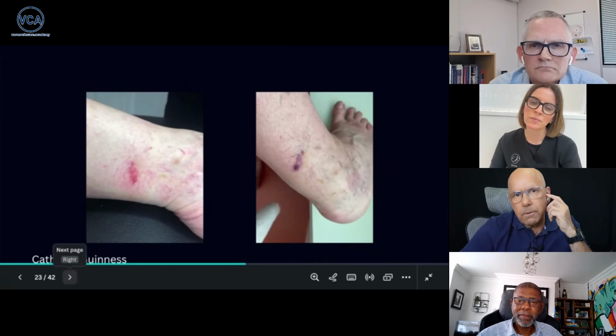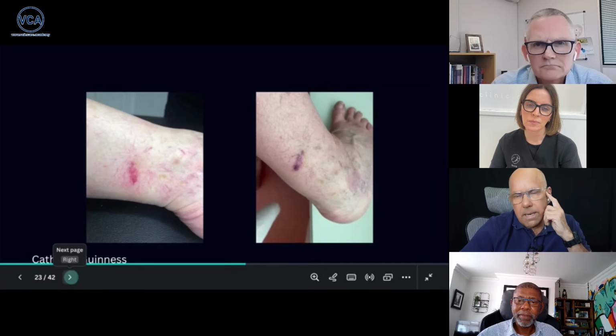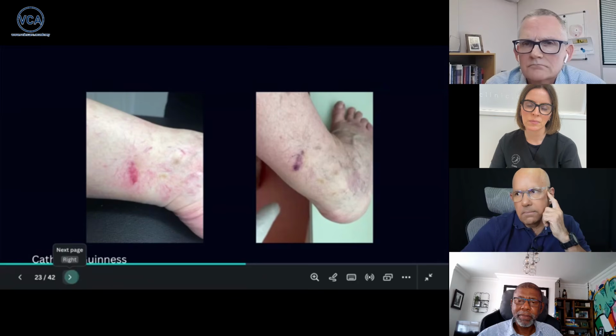And in fact, we were running a course. Kathy was demonstrating an injection with a very low concentration of sclerosant, and we developed veno-arteriolar venospasm.